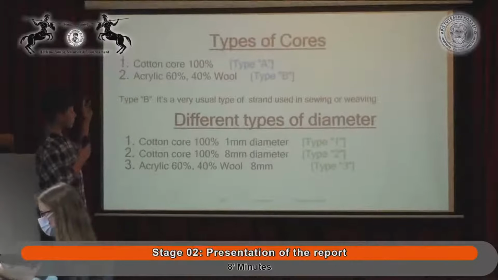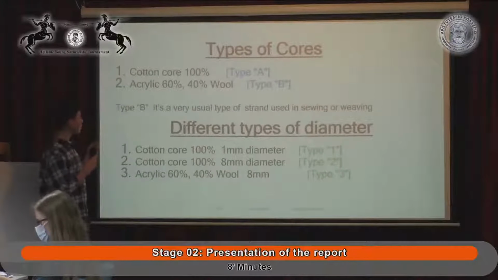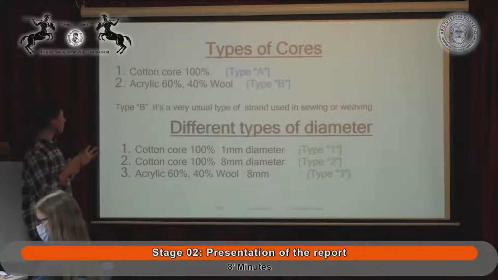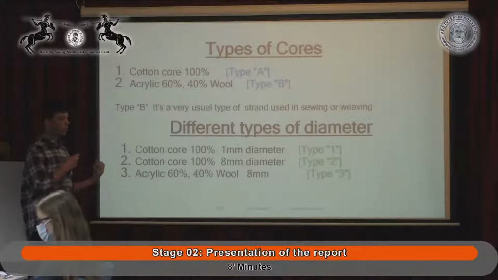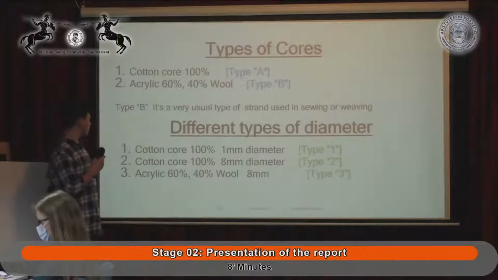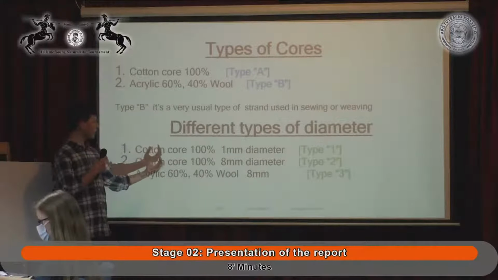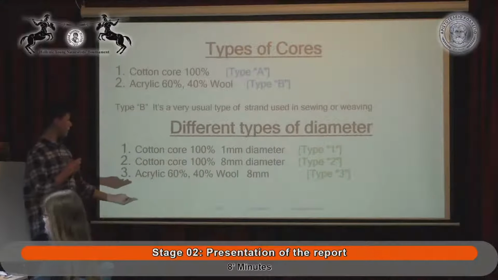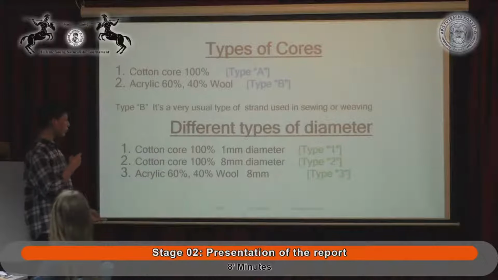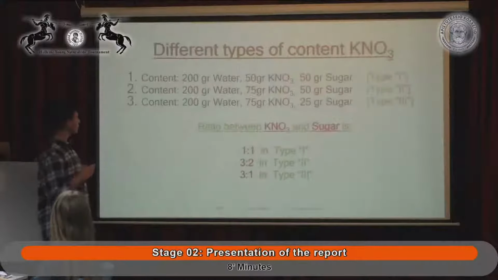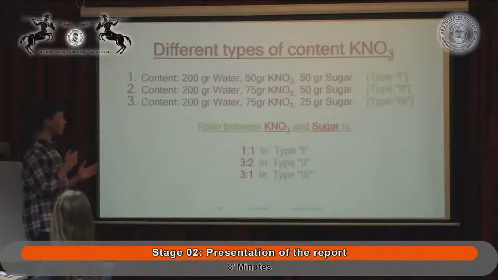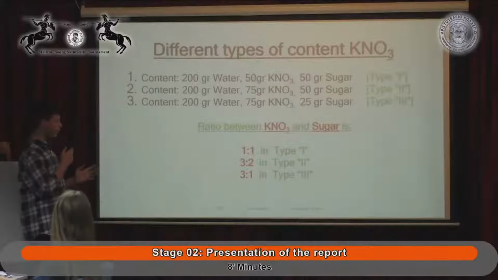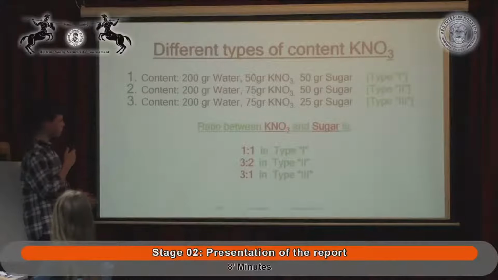So I have two types of cores. The first one is 100% cotton, and the second one is 60% acrylic, 40% wool. Type B is a very usual type of strand used in sewing or weaving. For the different diameters, I'll have a cotton core of 1 millimeter diameter, a cotton core of 8 millimeter diameter, and an acrylic and wool core of 8 millimeter diameter. Here is the content. The ratio between potassium nitrate and sugar is 1:1, 3:2, and 3:1.